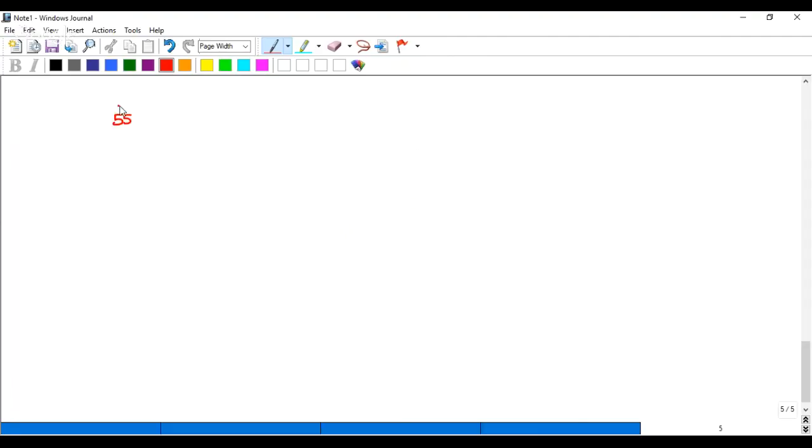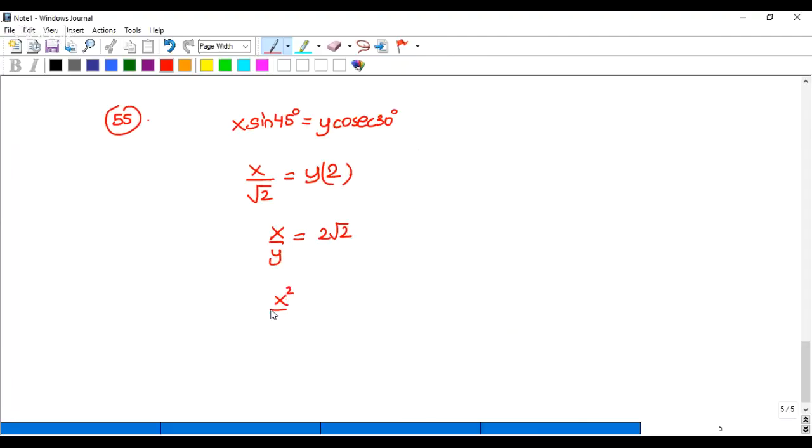The 55th question, you are given x sine 45 degrees is equal to y cosecant 30. Sine 45 is 1 by root 2 and cosecant 30 is 2. So what I get is x by y, the value is 2 root 2. Squaring, I get x square by y square, that is 4 into 2, 8. Again squaring, I get x power 4 by y power 4, the value is 64, which is 4 cube.